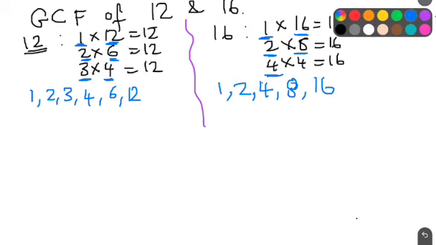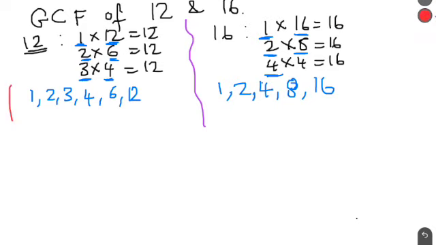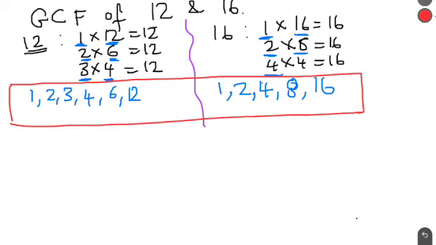Next, we want to identify, out of all the factors that are listed here, the ones that are common. Whatever number is on both sides, you would want to circle. So it's the 1, it's the 2, 3 is on this side but not on this side, but 4, and that's it.